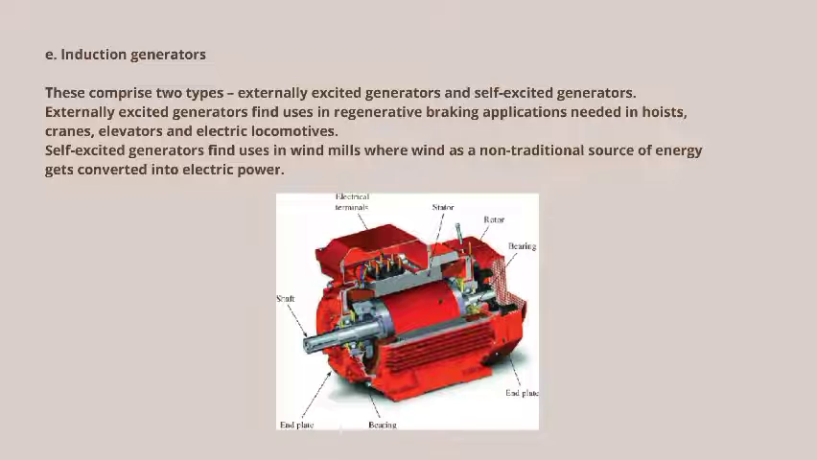Induction generators. These comprise 2 types, externally excited generators and self-excited generators. Externally excited generators find uses in regenerative braking applications needed in hoists, cranes, elevators, and electric locomotives. Self-excited generators find uses in windmills where wind, a non-traditional source of energy, gets converted into electric power.